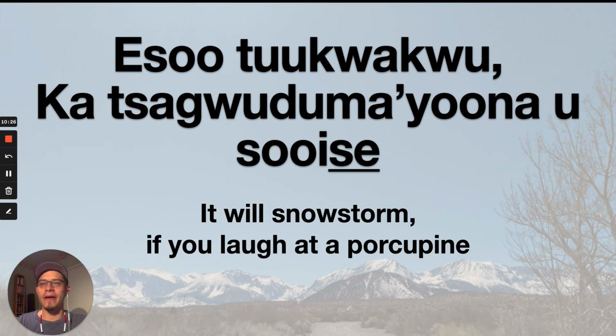Here's one I got from McDermott. It's Ishurukwaku Katsagurma Yuna Ursu Icy. Means it will snowstorm if you laugh at the porcupine. So again, that verb laugh with C indicates it occurs first. You laugh, and then it's gonna snowstorm.